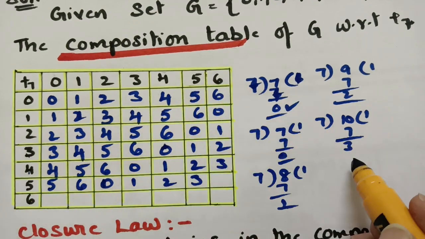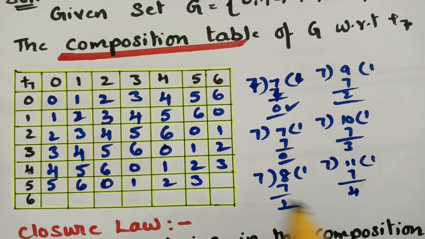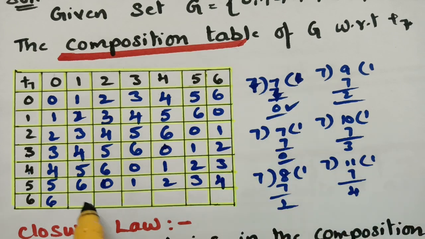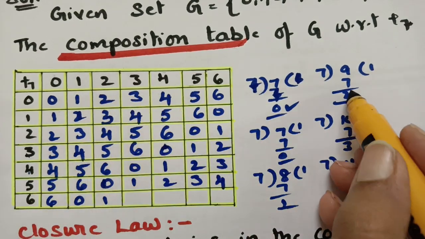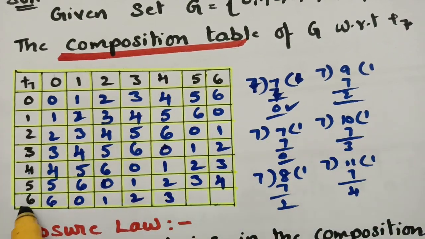And this is 5 plus 6. This is 11 when divided by 7. See here, the remainder value is 4. Write the remainder. And next one, 6 plus 0 is 6. And 6 plus 1 is 7. 7 when divided by 7, the remainder is 0. 8, the remainder is 1. 9, the remainder is 2. And next one, 10, the remainder is 3. And next one, this is 11, the remainder is 4.